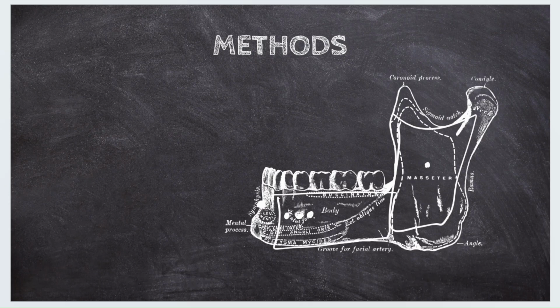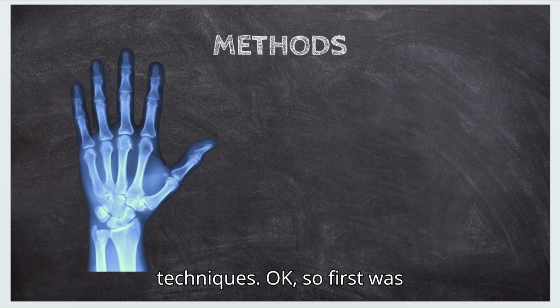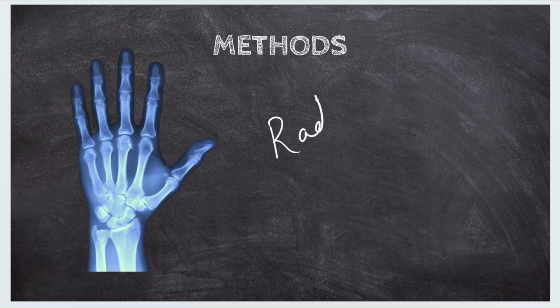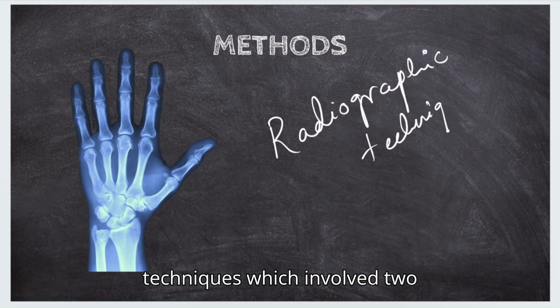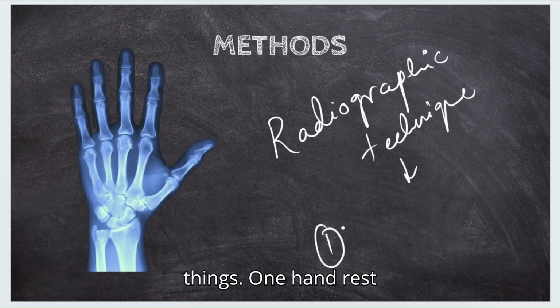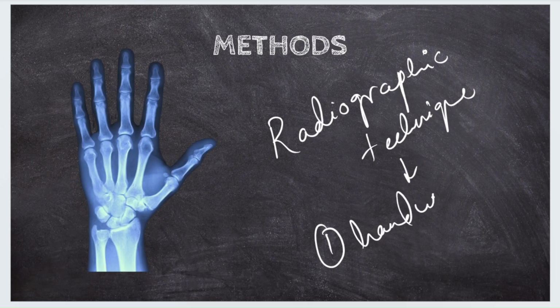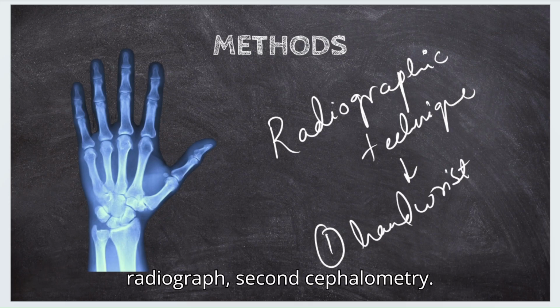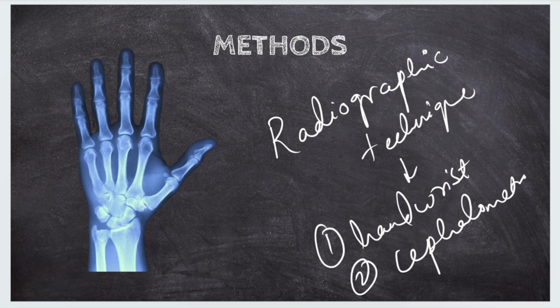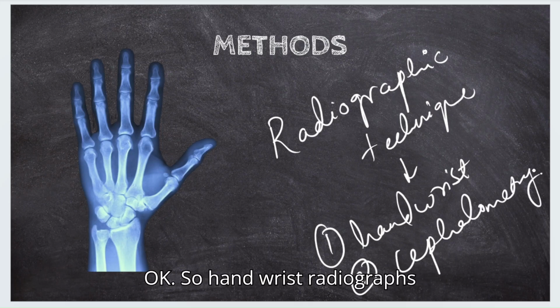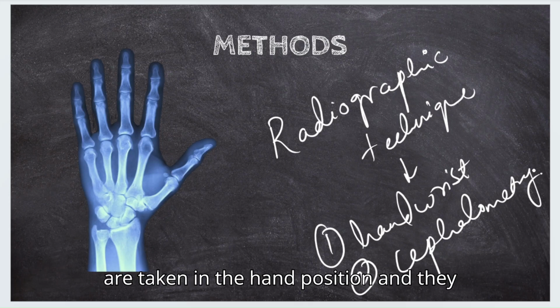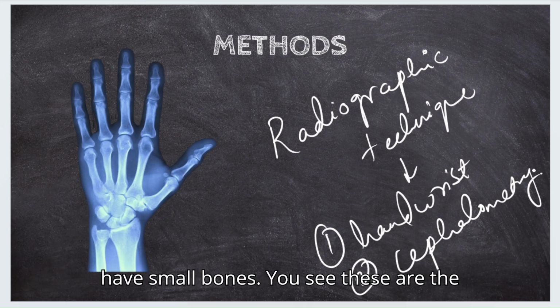Next came radiographic techniques, which involved two things. One, hand wrist radiograph. Second, cephalometry. Okay. So hand wrist radiographs are taken in the hand position and they have small bones.